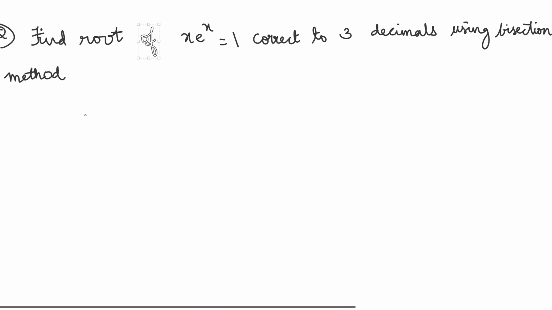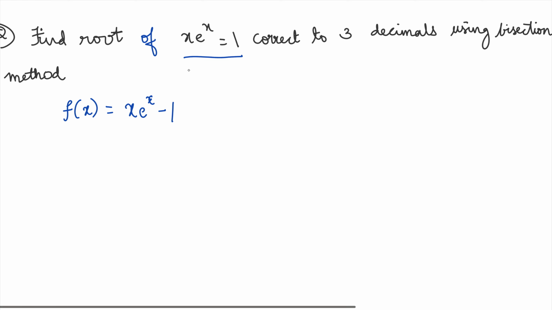So continuing with that, let's solve this equation. The question is: find the root of x e power x equal to 1, correct to 3 decimals, using the bisection method. So what is the equation? f of x is equal to x e power x minus 1, right? We write the equation in the form of f of x, so f of x is equal to x e power x minus 1. The 1 we are sending to the left hand side.